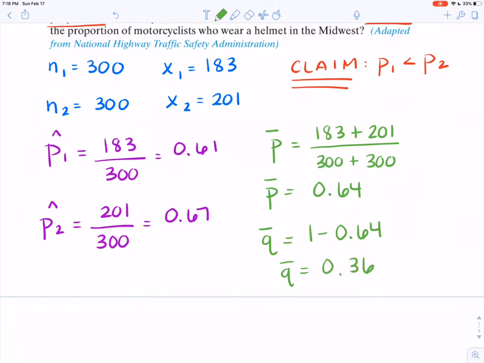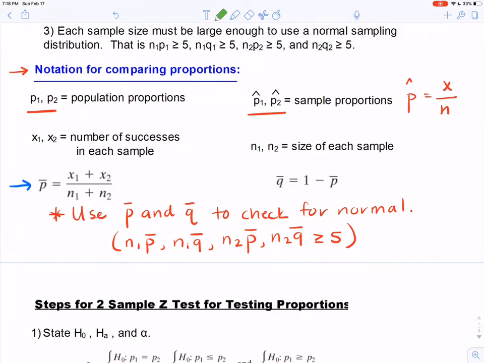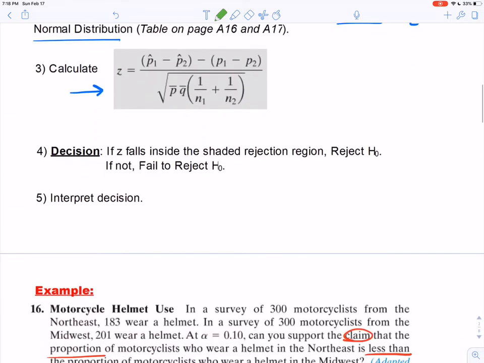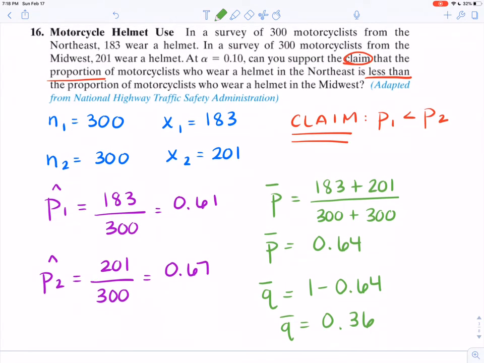All right, so now I've got everything that I need to run my test. I do want to do a quick check here to make sure that I am okay to use the normal distribution. I can do that by just checking these values here based on the sample size and the values of p-bar and q-bar. Just a quick check to make sure that each one of those products is 5 or more. We are good here, so we're going to be fine to use the normal distribution. If any of those things were not 5 or more, then I would not be able to run this test.